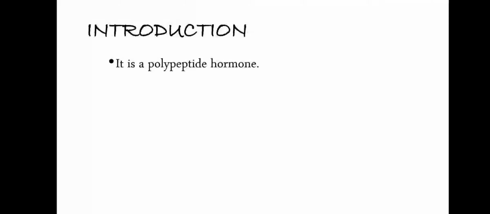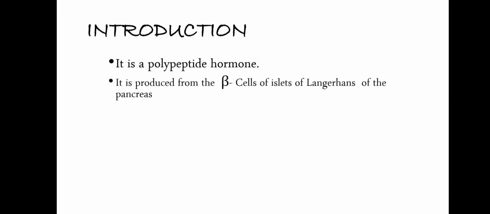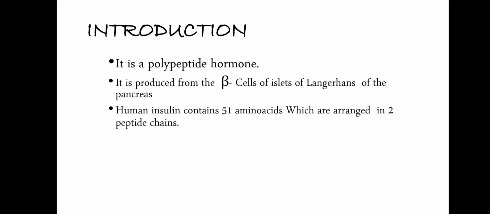Today's video is about insulin. Let's discuss briefly about the introduction of insulin. We all know that it is a polypeptide hormone, and it is produced from the beta cells of islets of Langerhans of the pancreas. Human insulin contains 51 amino acids which are arranged in two peptide chains.